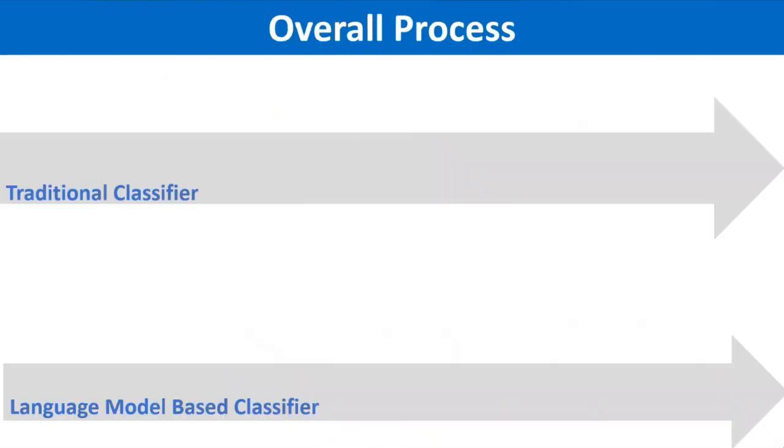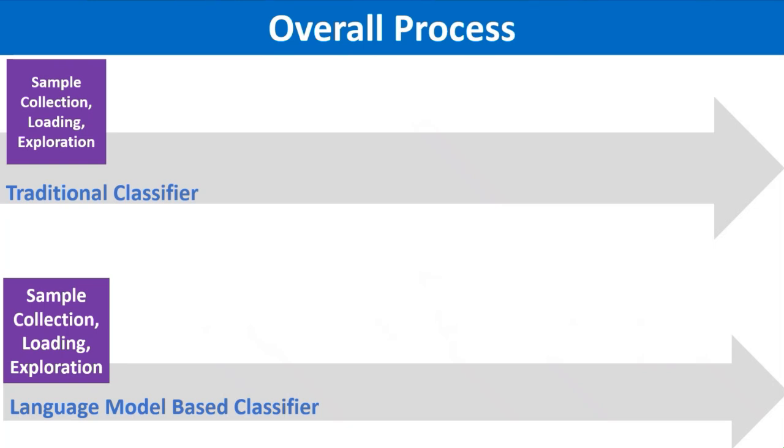Let us try to understand the overall process or pipeline for building and deploying a text classifier in the traditional and language model-based approach. Sample collection. In a traditional classifier, it requires a large data set with many examples in each class. The goal is to gather enough data to ensure the model can generalize well. In the language model-based classifier, sample collection is still needed, but on a much smaller scale. Since LLMs can perform well with just a few shot prompts, only a small representative set of examples is required. This drastically simplifies the collection process.